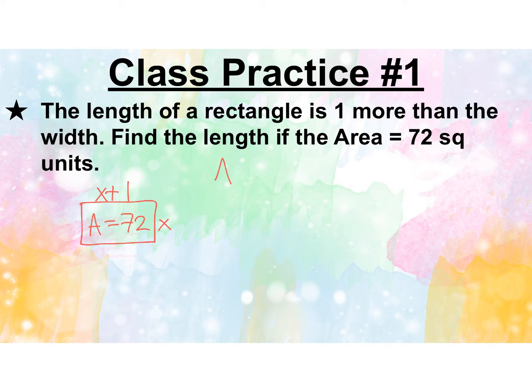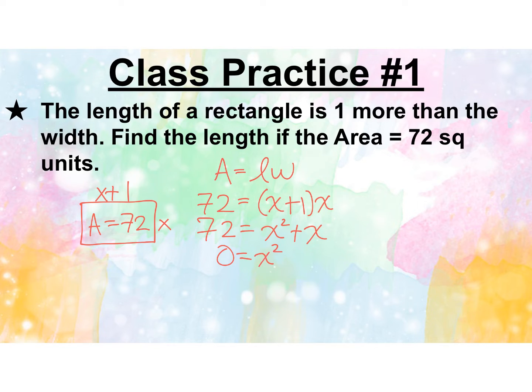So remembering from geometry that area formula for a rectangle is area equals length times width. So I'm going to plug in what I know. 72 is my area. My length is x plus 1, and my width is x. I'm going to multiply on that right side and distribute, so I get x squared plus x. And now I see it's a quadratic with the x squared, but right now it equals 72, and I want to solve it, so I want it to equal 0. So I'm going to subtract the 72, and I get x squared plus x minus 72.